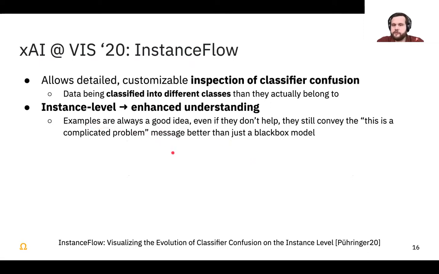So here for the summary, I wrote that examples are always a good idea, but sometimes they will not help you. You will see, yeah, but I still don't know why this is confused. But it still conveys this is a complicated problem message better than just a black box model. So even if you don't get your desired result or your desired understanding, then at least you can conclude that, yeah, this is a complicated problem, and you have it supported by examples at least. So that's the worst case scenario, but still better than just going in blind.